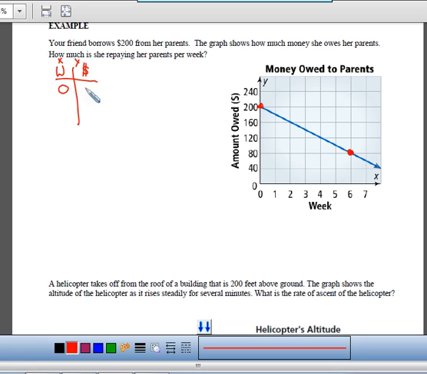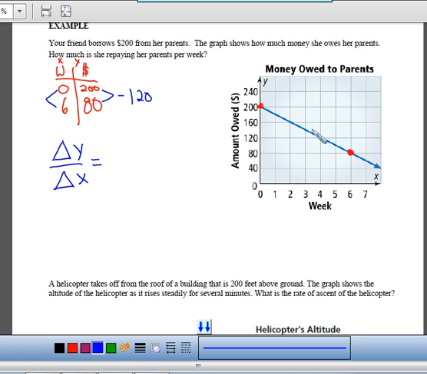So the first point is 0 to 100. The second point is 6 and 80. So let's find the rate of change. So the change over here for the Y, well, let me write this down. Change in Y over change in X is what I'm trying to find here. So to go from 200 to 80, it's decreasing by 120.